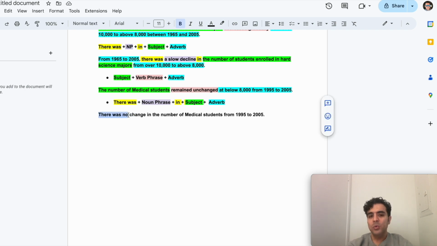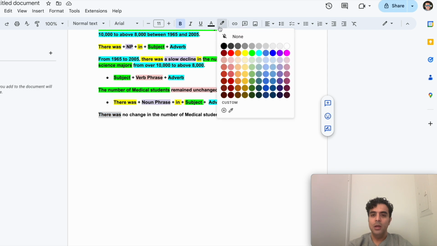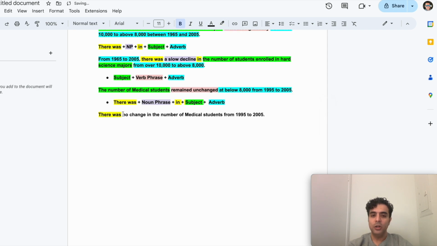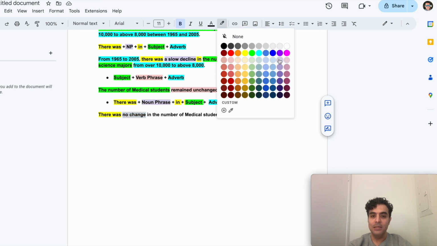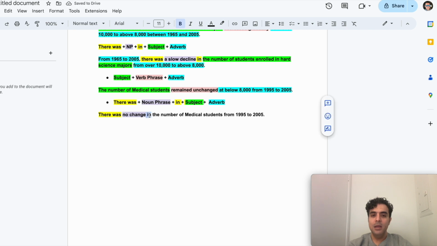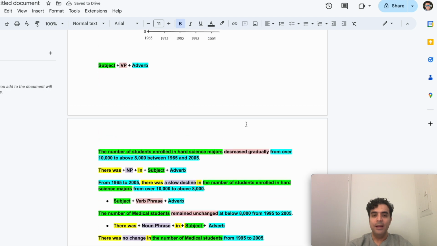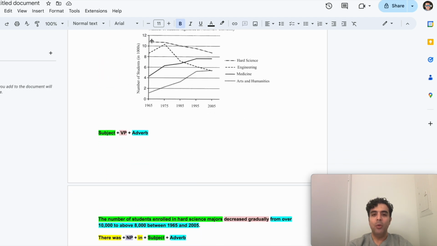So, sometimes it's redundant. In this case, let's color code. "There was" is part of the structure. "No change" is the noun phrase that we're using here. "In" is part of the structure, so we're going to highlight that in yellow. The number of medical students, what is that? That's the subject, isn't it? So it's going to be green. And then from 1995 to 2005, we'll highlight that in blue, as always.